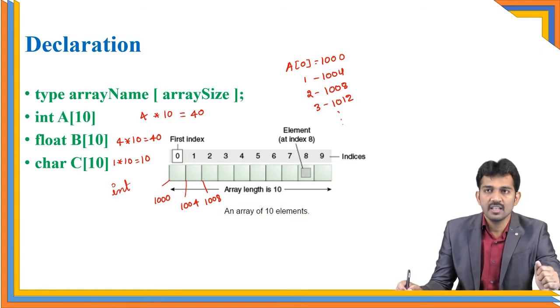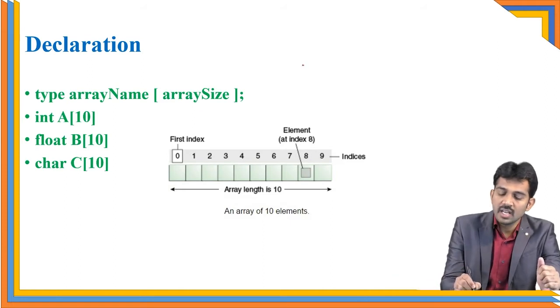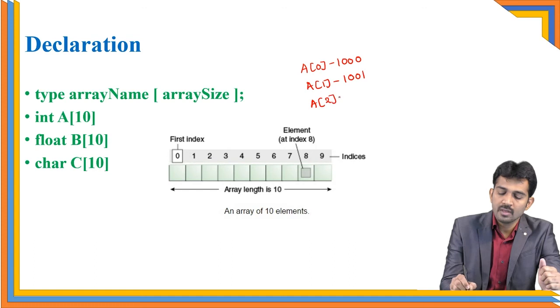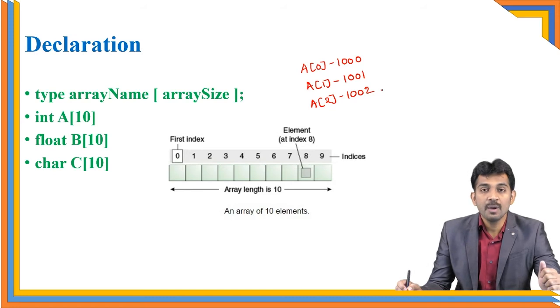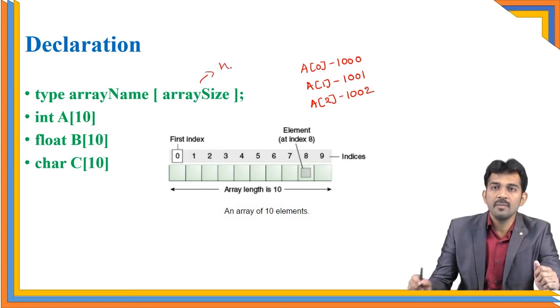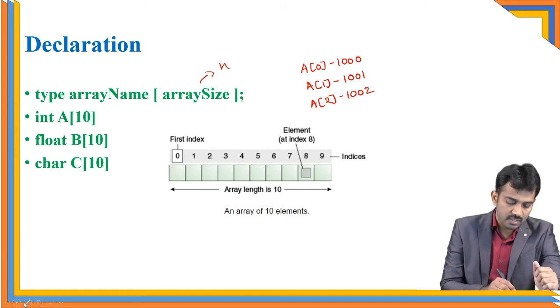For example, suppose a is a character array. Then a[0] has 1000 as the starting address. Then a[1] is going to take the next address. How many bytes for a character? 1 byte. So a[2] goes to 1002. Right? Like that, memory is allocated for each variable. Please note this. This is the array size n. n means it is going to go from 0 to n minus 1.